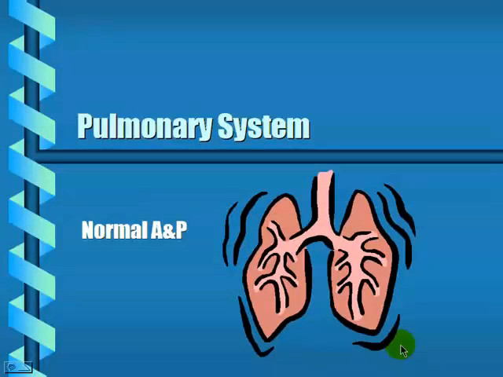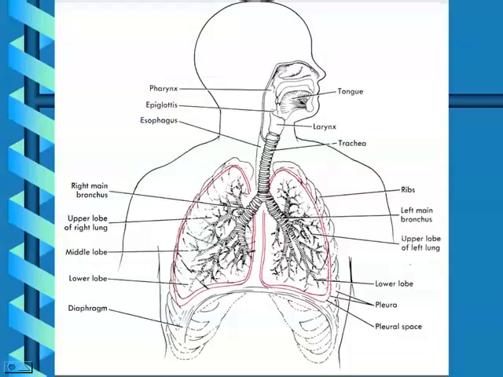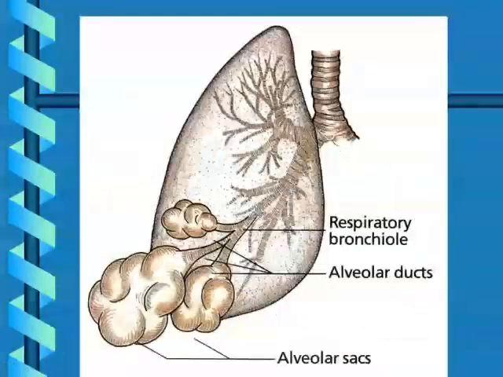The pulmonary system. This will be a lecture in two parts. We're going to start off with normal anatomy and physiology. This is showing the normal respiratory system, starting at the mouth and nose and going all the way through to the alveoli. And here are your alveolar sacs with the respiratory bronchioles.